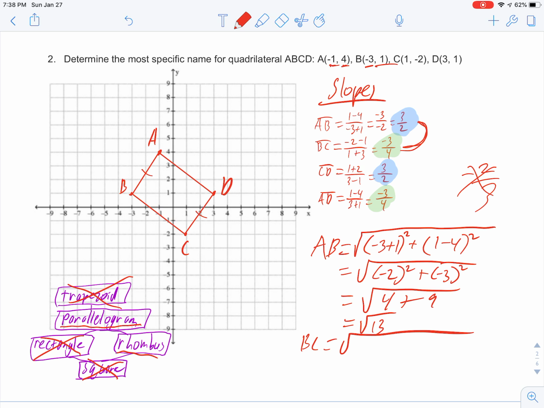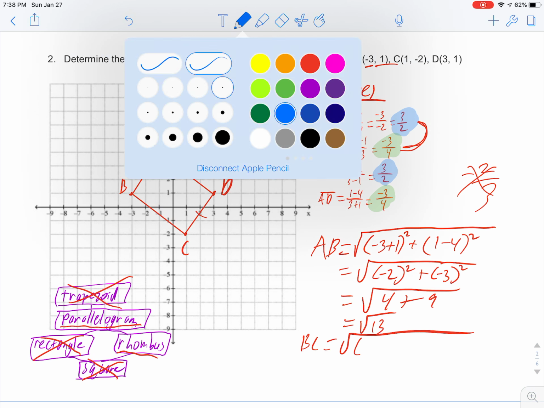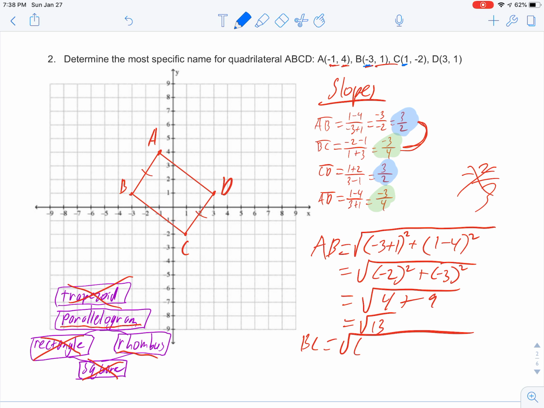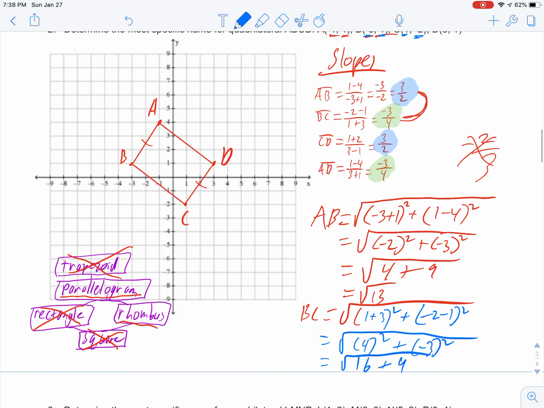So I'm going to find the distance between B and C, in other words, the length of BC, and see if it's the same. So the x values there, let's change color so we can see. So the x values are -3 and 1, so 1 minus -3, which is 1 plus 3. And then the y values are 1 and -2, so -2 minus 1. And we're going to simplify that. So 1 plus 3, that's 4 squared, and -2 minus 1, that's -3 squared. So that's the square root of 16 plus 9. Oops, got a little extra there.